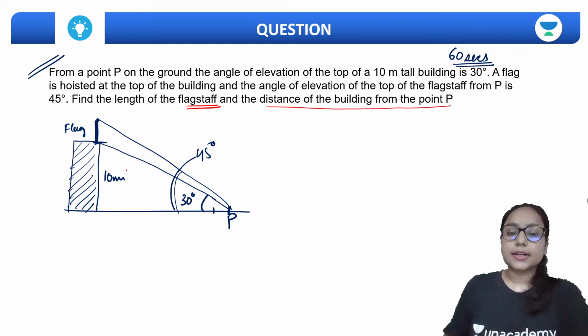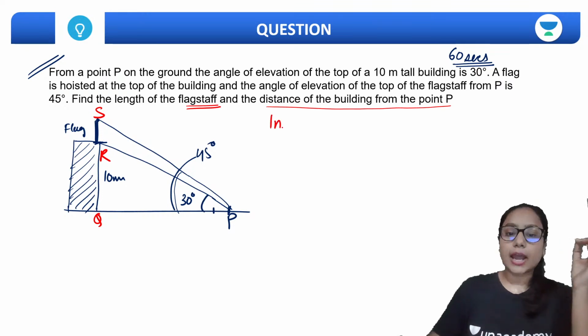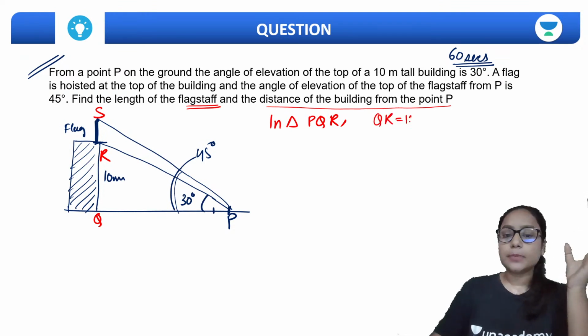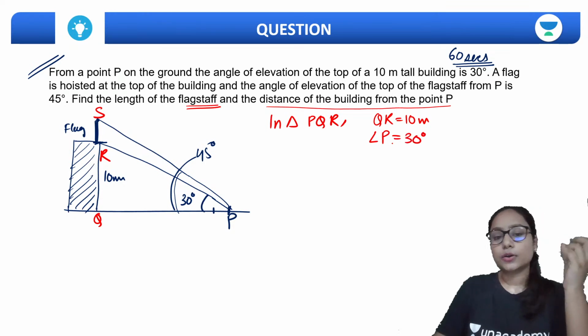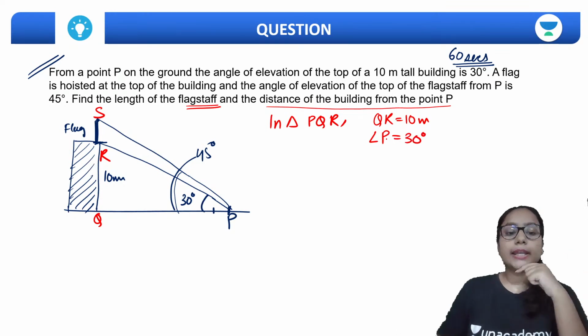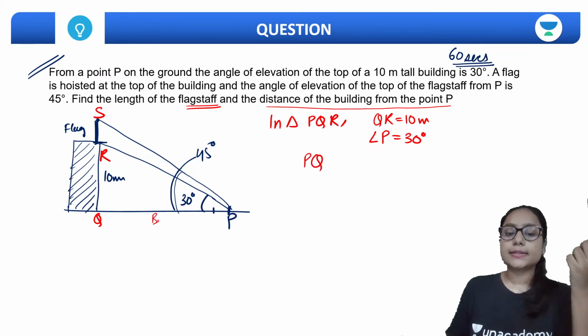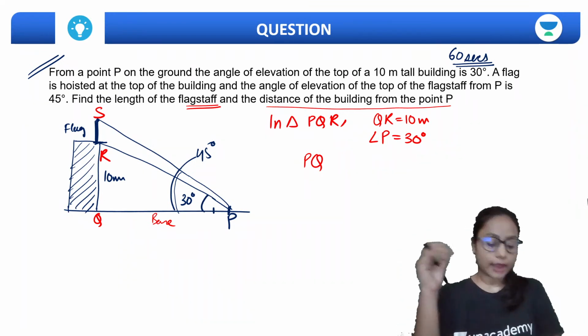Okay, so let us name all these points. This is point P. Let us take this as Q, R and S. Okay, so let us see the triangle PQR. In triangle PQR, you know that QR is 10 meters and we know that angle P is 30 degrees. Okay, what do I need to find? I need to find PQ. Okay, and PQ is the base. So please tell me which trigonometric ratio should I use to find the base.